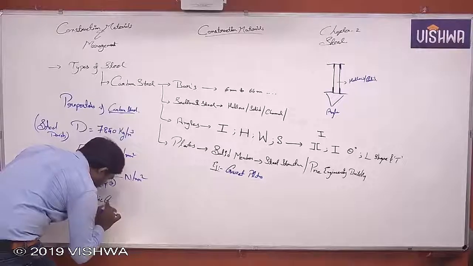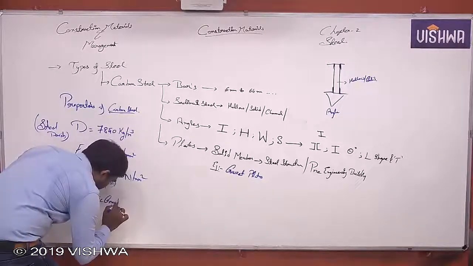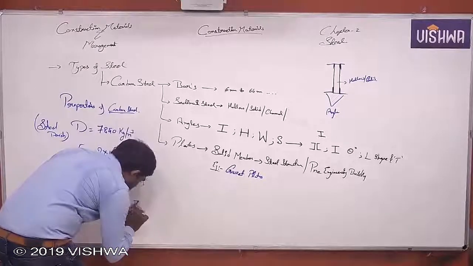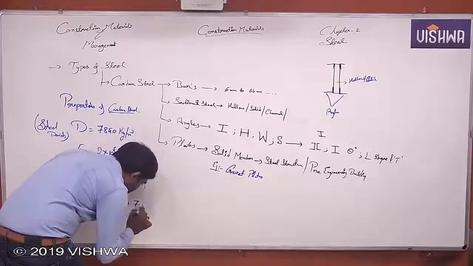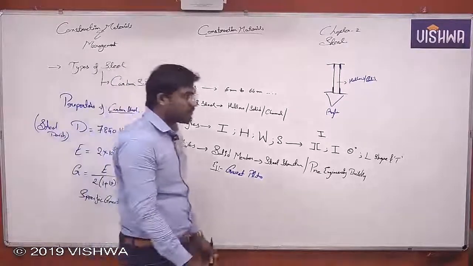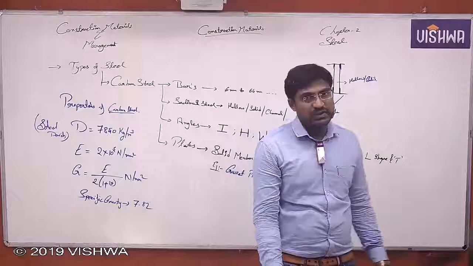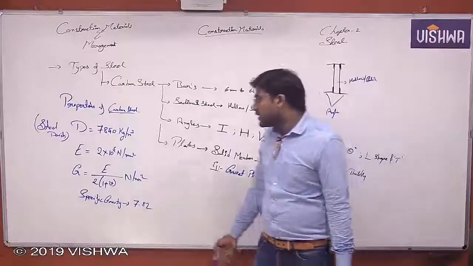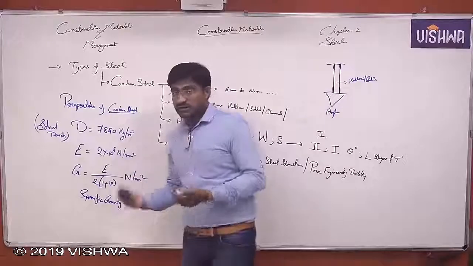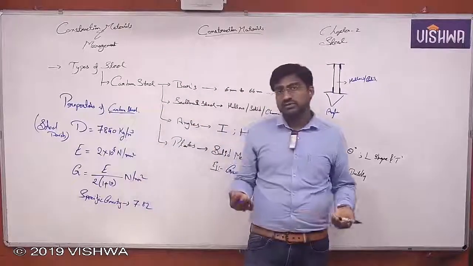Specific gravity of carbon steel will be generalized with respect to 7.82. We have to remember that specific gravity is nothing but a material's density divided with respect to the density of water, 1000. So that is what we can get.